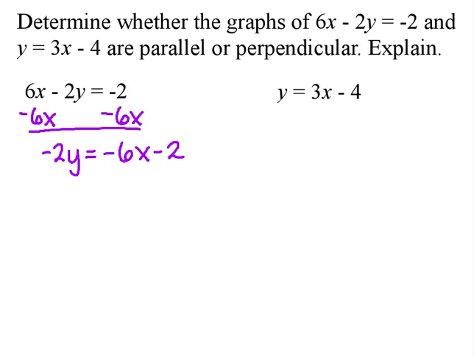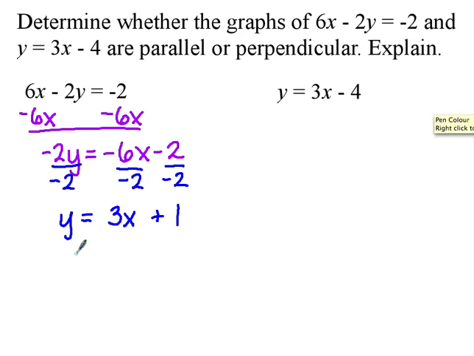What do I do now? Divide by negative 2. And so y equals what? 3x plus 1. So now it's in slope-intercept form. What is the slope of this line? 3.